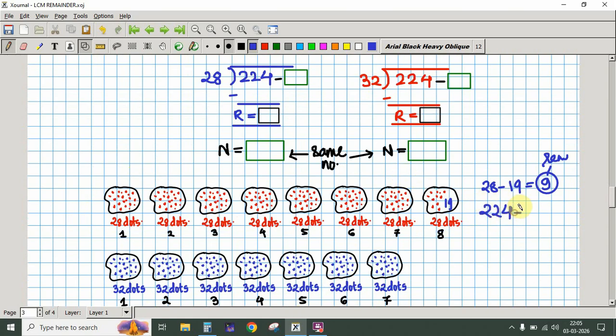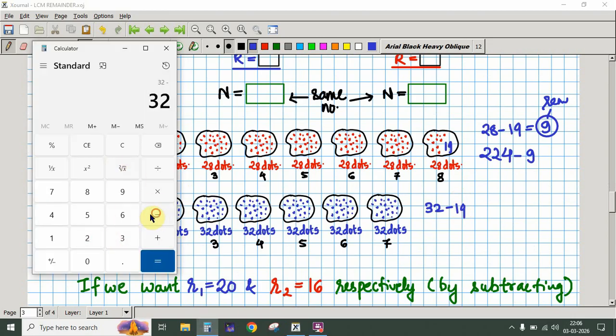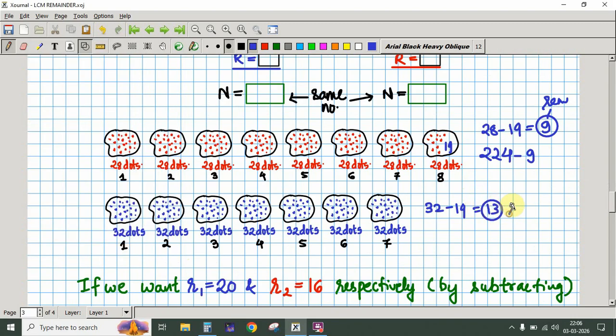So 224 minus 9. In the 32 dots case, I want to keep 19 dots. Why 19 dots? Because it's the required remainder. How many dots should I remove? 32, I want 19, so 32 minus 19, 13, right? So 13, you have to remove 13. But from where? From the total 224, you have to remove 13.